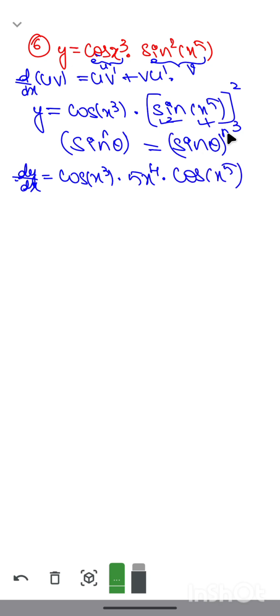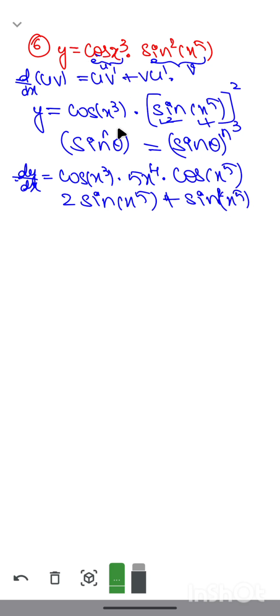And the third function is x power n format. So that is x power 2. Differentiation of x square is 2x. That is 2 into sine of x power 5. Finish. U into v dash is done. Plus v into u dash. What is v here? V is sine square of x power 5, into differentiation of cos of x cube.